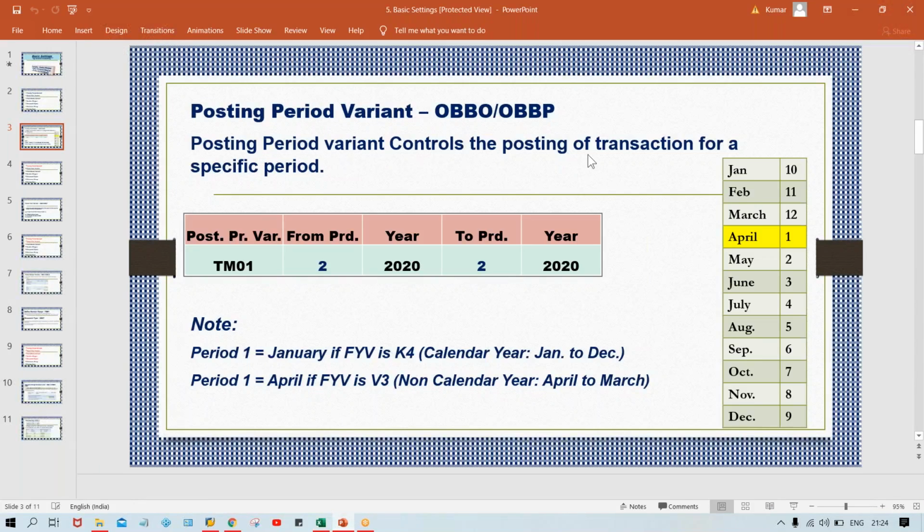The posting period variant controls the posting of transactions for a specific period. Specific period means a particular period. We can control that only the 7th period is going to be used for transaction posting. Past period and future period will not be allowed. This is what the use is, right?